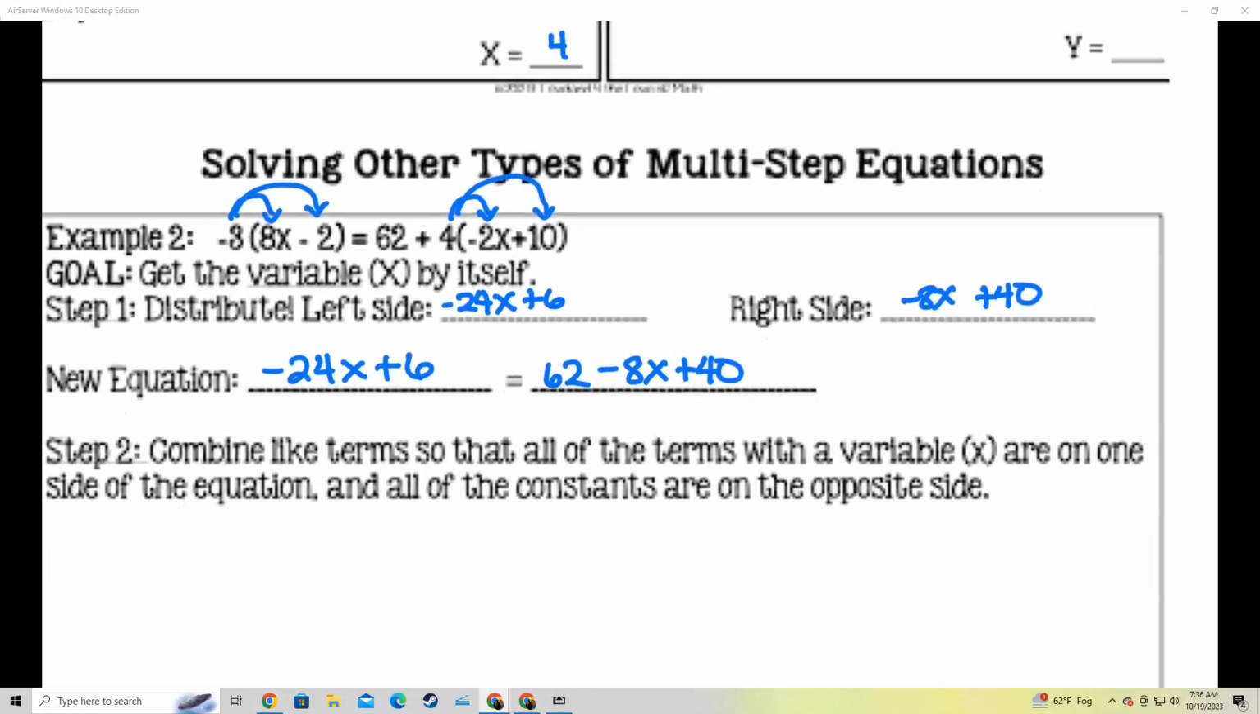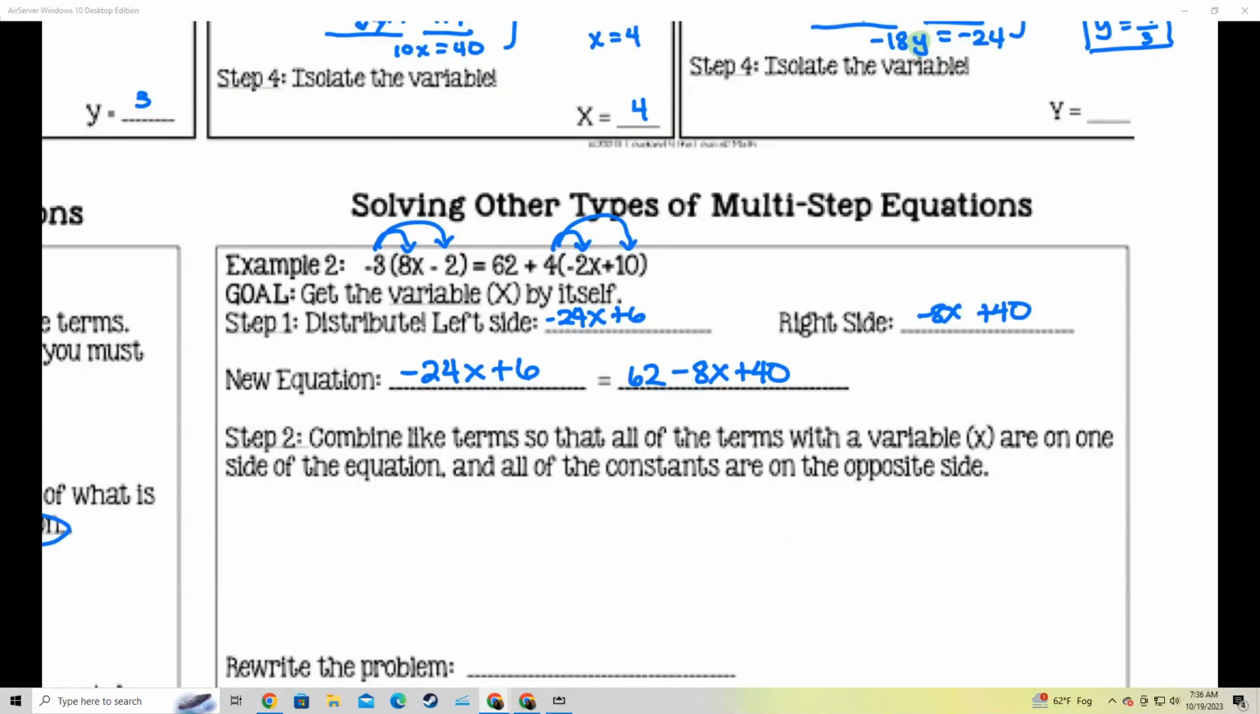All right, step 2, I want to combine like terms so that all the terms with the variable x are on one side of the equation and all the constants are on the opposite side. Now here's where you can be a little bit smart with it. You can either move these 8x's over this way, or we can move the 24x's over this way. One of them is going to give me a positive and the other one's going to give me a negative. I always like to work with positives if I can.